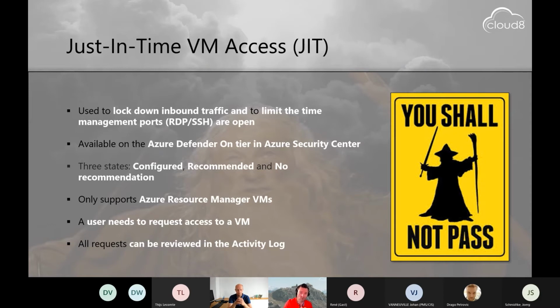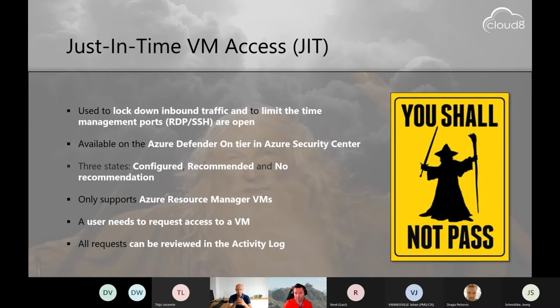Maybe it's also good to know how it works. Well, first of all, a user needs to request access to a VM. Then Security Center checks if that user has role-based access permissions for that VM. If so, the request is approved. And then Security Center automatically configures the NSG to allow inbound traffic to the necessary port, for example, RDP or SSH, for the requested amount of time.